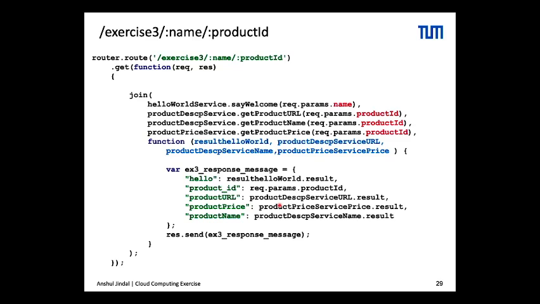So she mentioned that you could Promise.all them and promisify all the responses together and then send back over here. So you can also do that. So this is the response which, if you remember in the diagram I showed you, we were combining the hello, the product ID, the URL, the price, and the product name, and sending it back to the user.